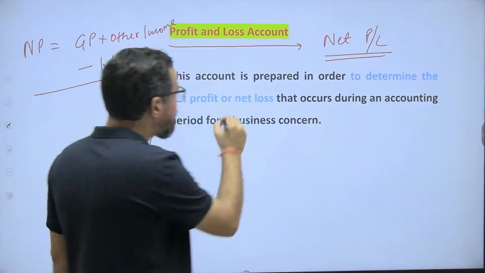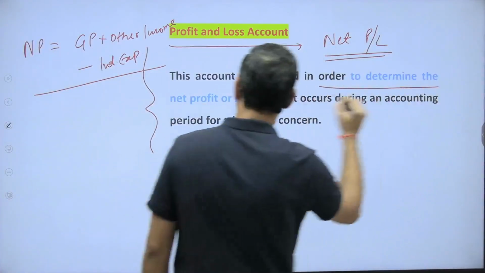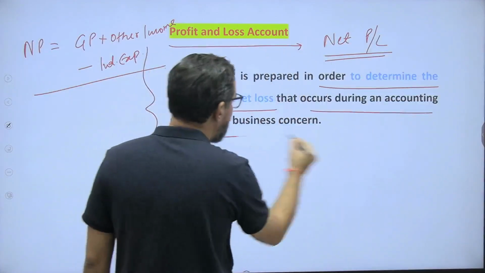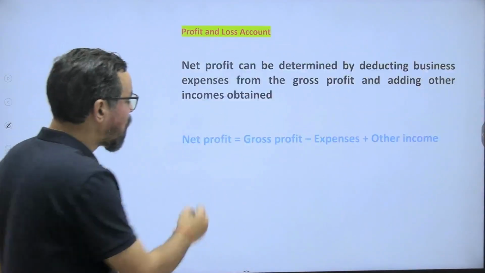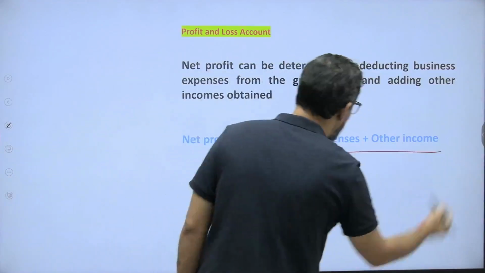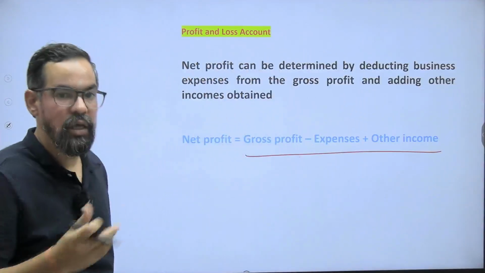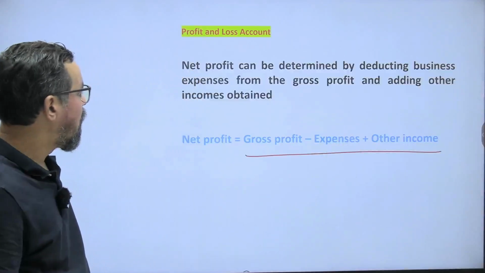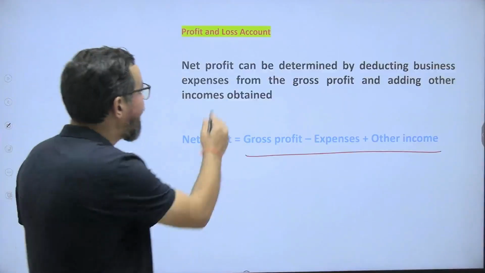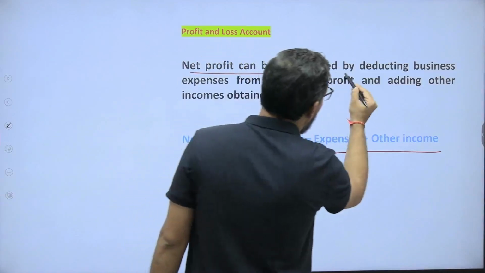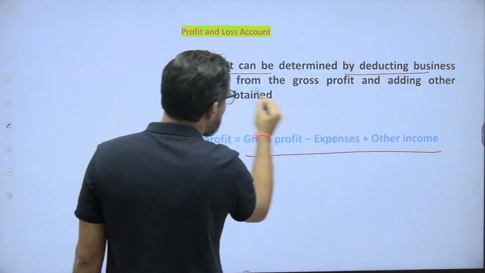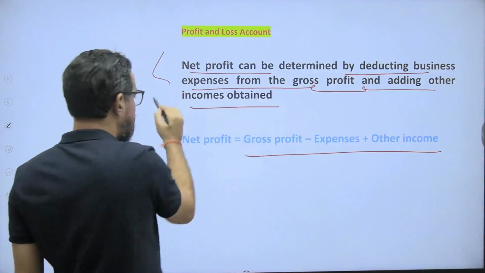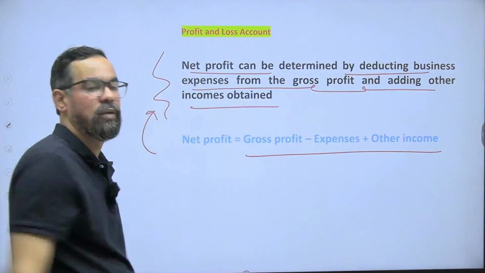This account is prepared in order to determine the net profit or losses that occur during the accounting period of a business concern. So net profit is equal to gross profit minus expenses plus other income, or you can reverse these two. Net profit can be determined by deducting business expenses from the gross profit and adding other income obtained. This is the explanation.